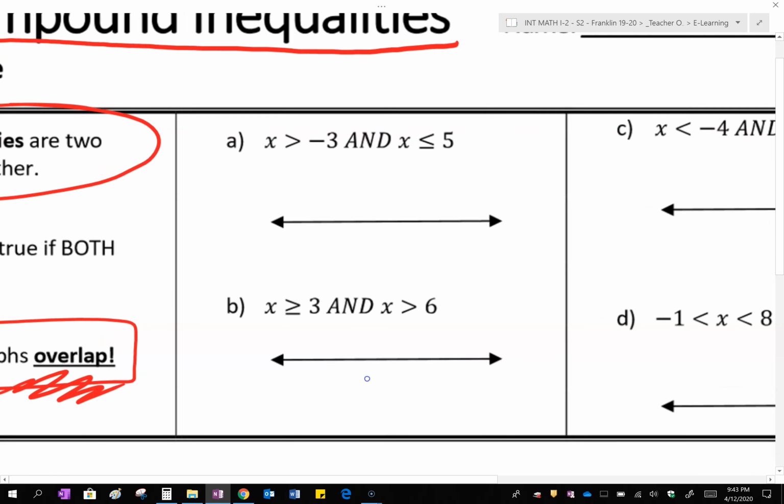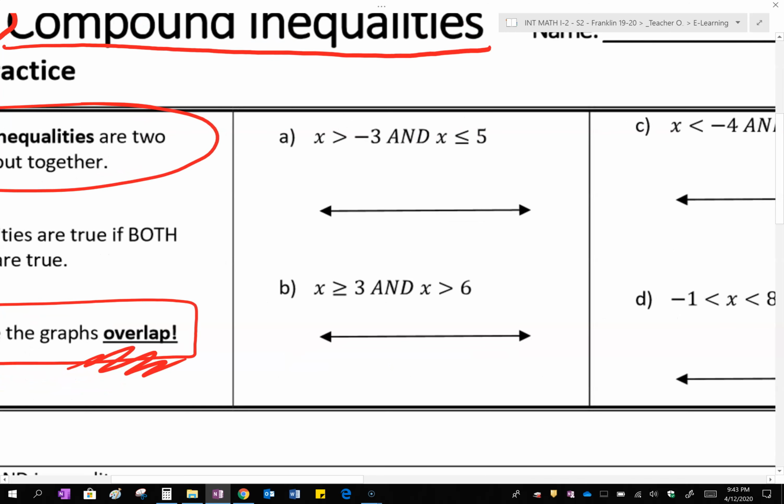So for example A, we have x is greater than -3 and x is less than or equal to 5. So the first thing you want to do is put the numbers on the number line in order. So -3 comes before 5. Now some people might ask you to put the 0 in the middle, just to have a marker. I don't really care. If you can get the two numbers in order, that's good enough.